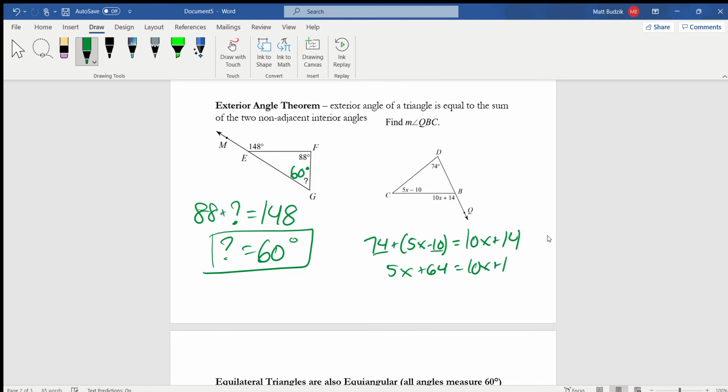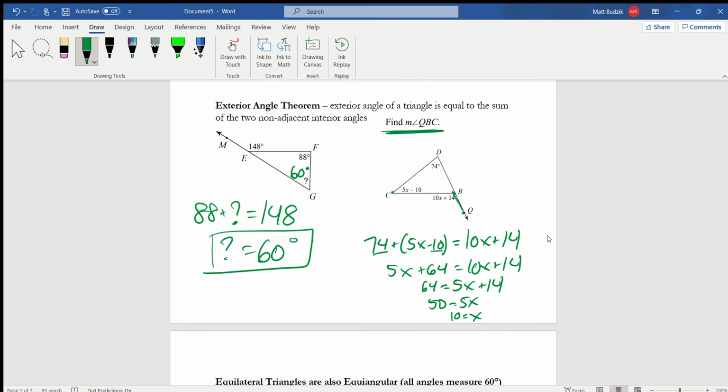All right, x's to one side, constants to the other side. So I would subtract my 5x. So 64 is equal to 5x plus 14. Subtract that 14 over, so we get that 50 is equal to 5x. Then last step, divide by 5. My x here is 10. But the question asks, what is the measure of angle QBC? If I'm looking at QBC, Q to B to C, I am talking about this angle right here.